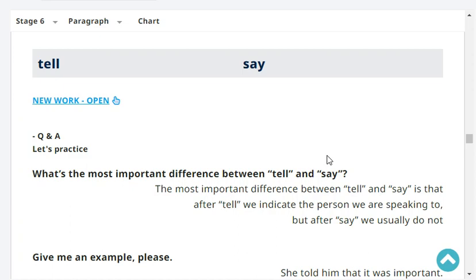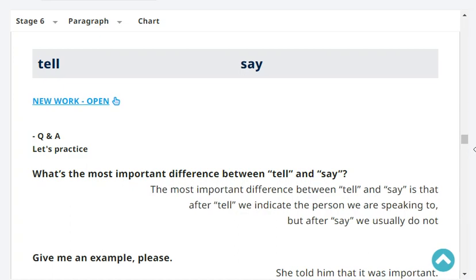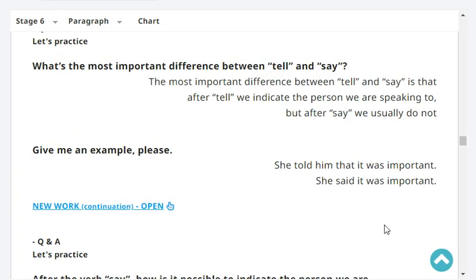The most important difference between tell and say is that after tell, we indicate the person we are speaking to, but after say, we usually do not. Very good. Okay. Next, give me an example.